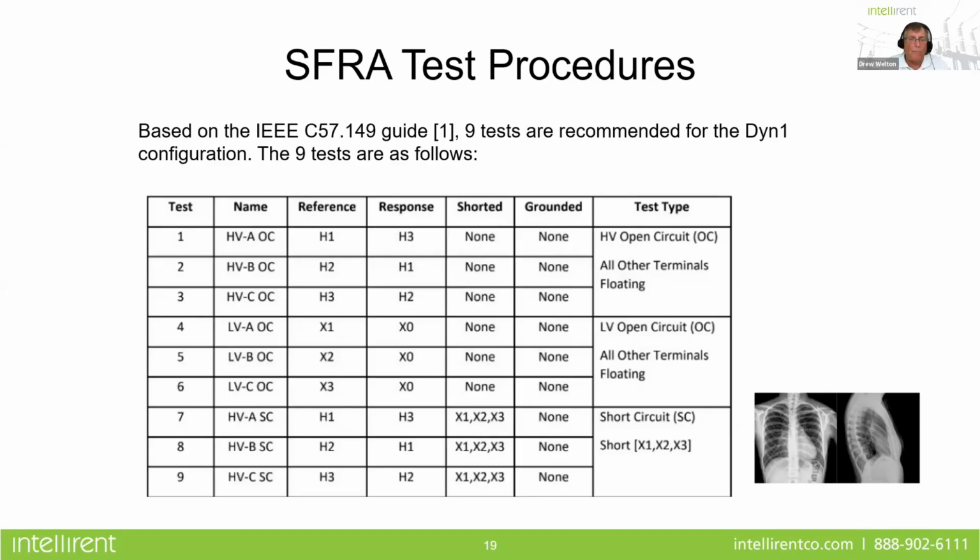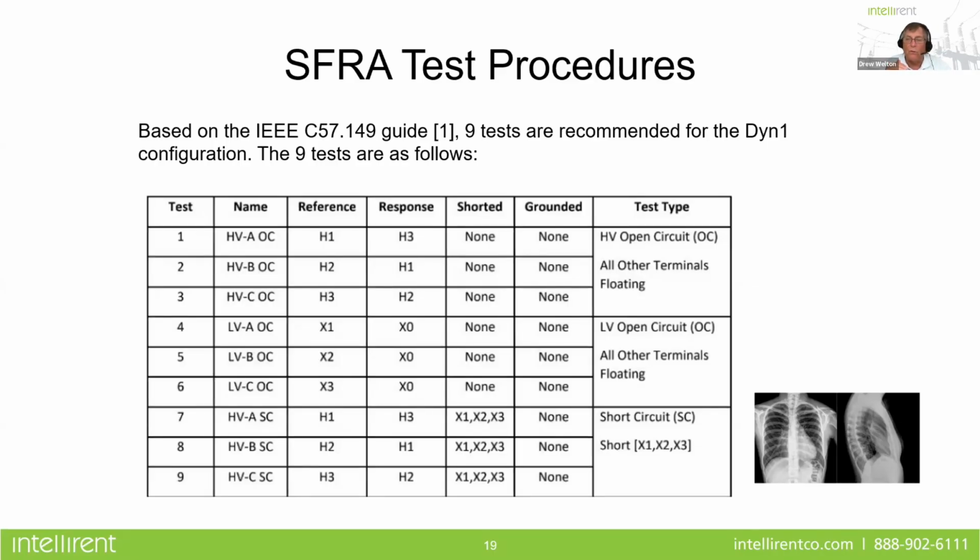And here, and this again comes from C57149, are the recommended tests for a two winding DY1. And it tells you where your reference voltage is going to be, where the signal's going out, what your response is going to be, what needs to be shorted, and what needs to be grounded. And there's basically three types of tests that you're going to run.